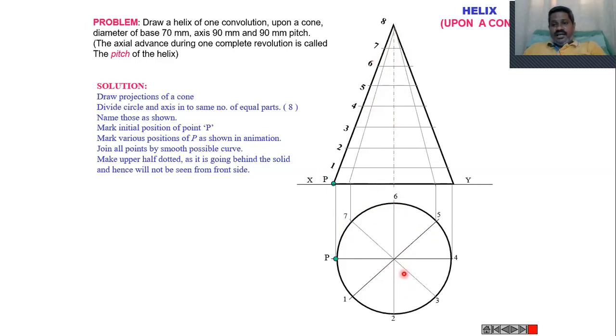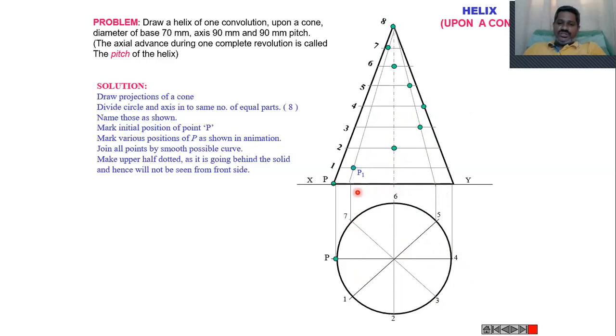The projected lines from the top view and the projected lines from the front view will intersect at different locations. Locate the intersection points 1 to 1, 2 to 2, and up to 8 to 8 to get the tracing points of the curve. Now 1 and 1 will intersect here, then 2 from the top view and 2 from the front view will intersect here, then 3rd, 4th, 5th, 6th, 7th and up to 8.